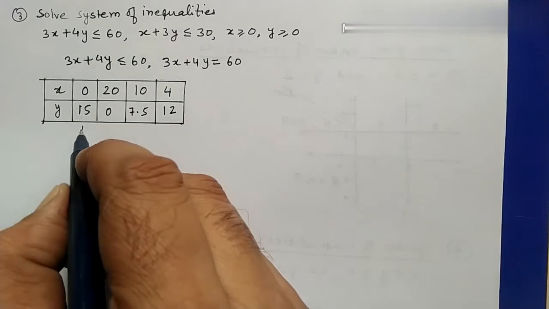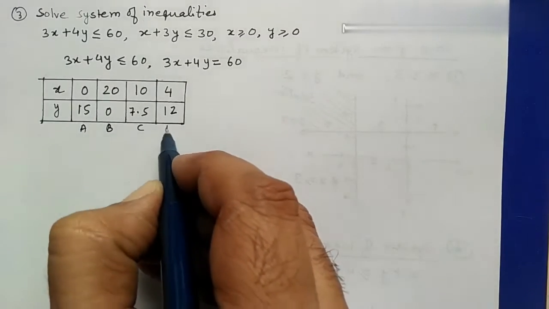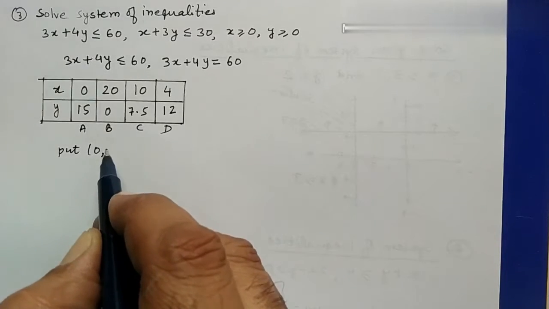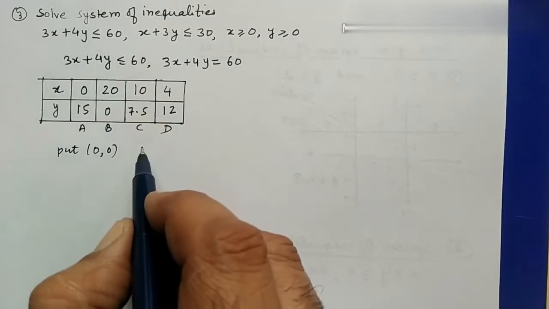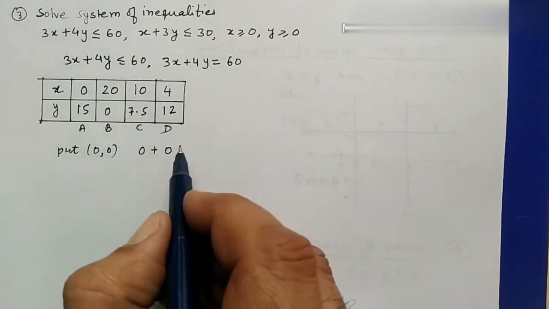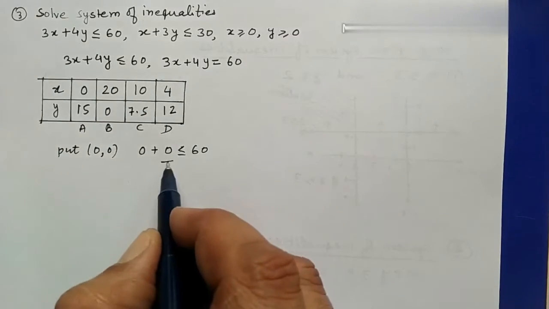Now we have to mark these points A, B, C, D. Look here, we put the point 0, 0 in the inequality. We get 0 plus 4 into 0 is 0, which is less than or equal to 60. This is true. Okay.